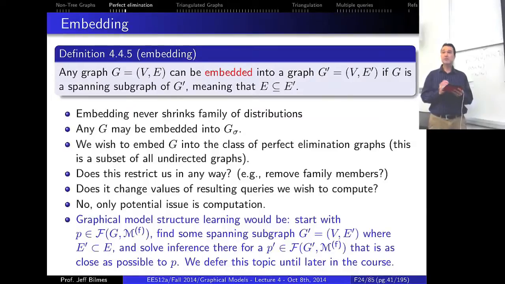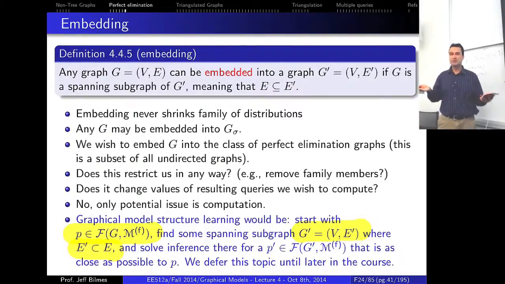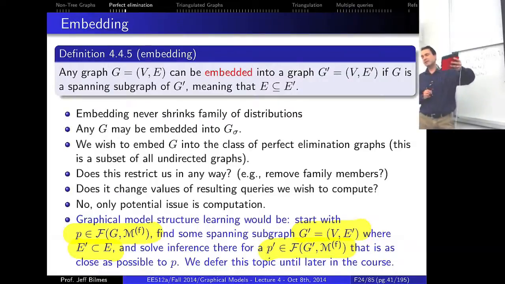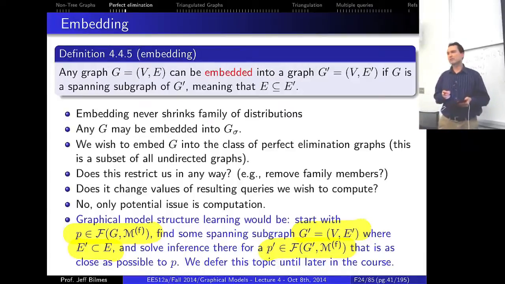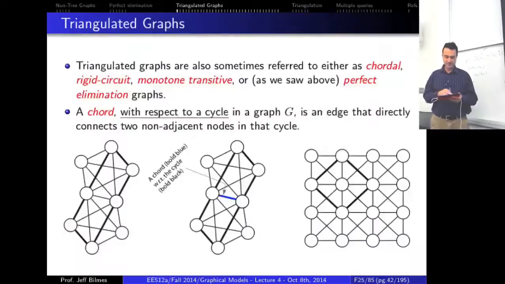So a possible structured learning strategy would be to start with some probability distribution in this family and find some spanning subgraphs. So now G prime is the actual subgraph, where E prime is a subset of the original edges, like E prime might be a tree, and solve inference in this subfamily. Now it turns out, by the way, that for trees we can do this optimally. We can find the optimal tree, but for other classes of graphs we can't. But we will talk about this later in the course.